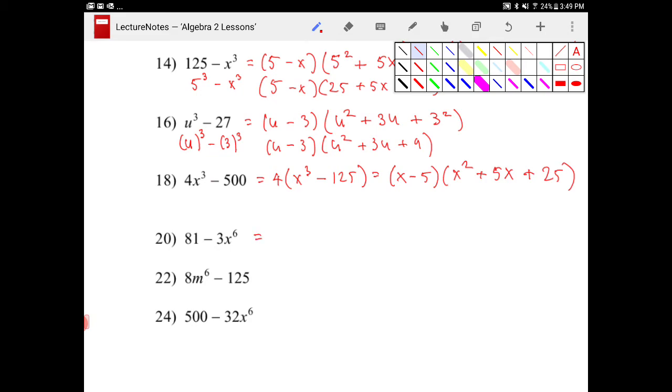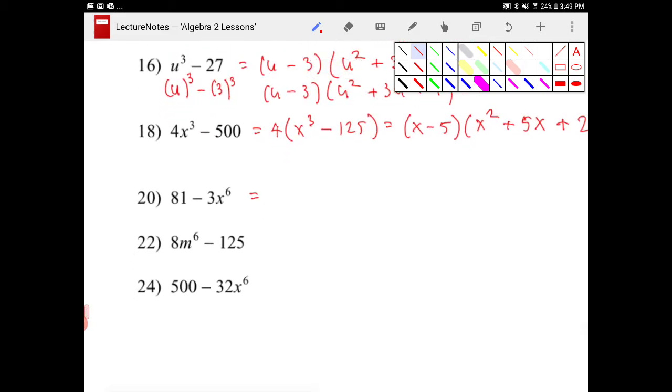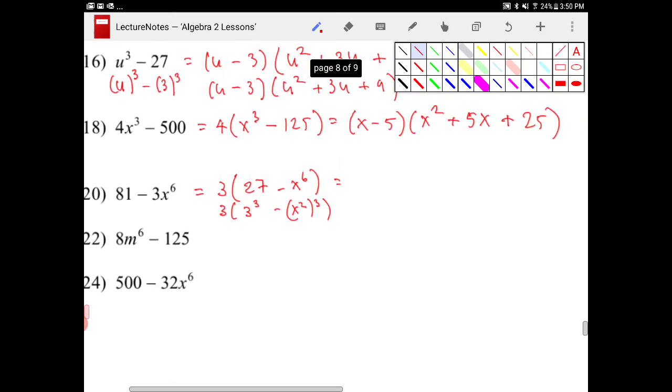Moving on, I have 81 minus 3x to the 6. Common factor of 3, so it's 3 times 27 minus x to the 6. This is the same thing as 3 to the 3rd minus x squared to the 3rd. So this will turn into 3 times the quantity 3 minus x squared times 9 plus 3x squared plus x to the 4th.